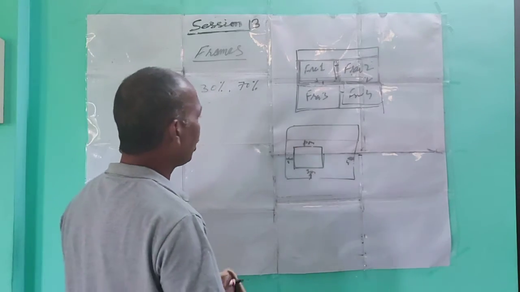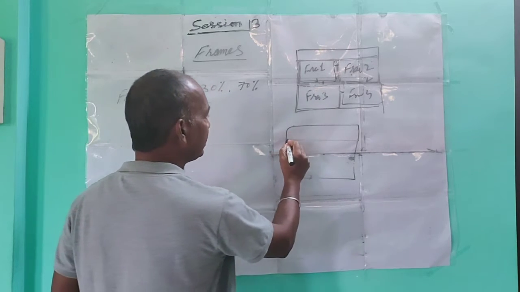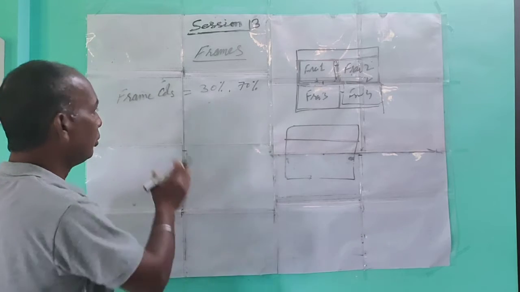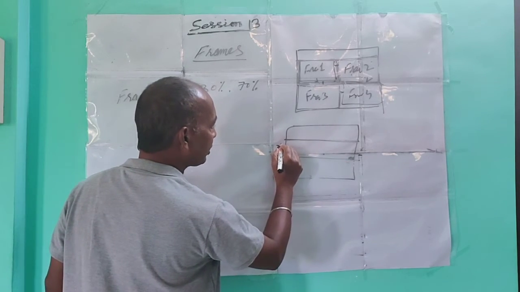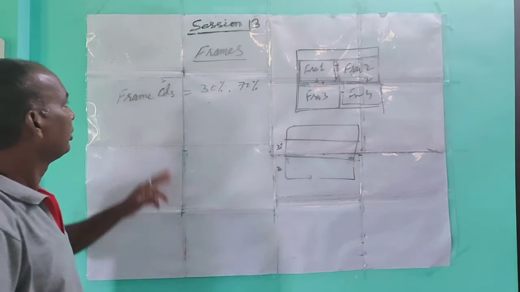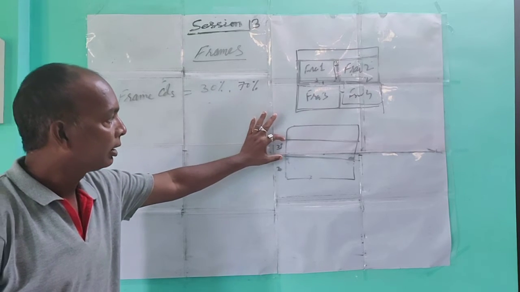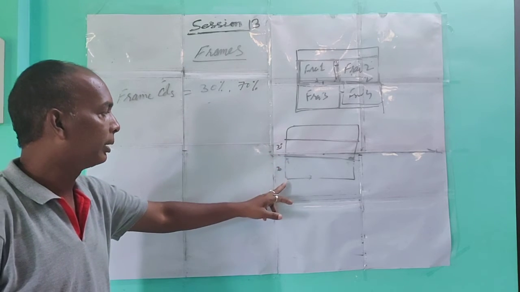So here how many columns? Suppose you want 2 frames and the screen is divided into 100%. If you give 30 and 70, you will get 2 frames. One is 30% and the other is 70%. This column divides the screen into 2 parts. The first part takes 30% of the 100 and the other one gets 70%.